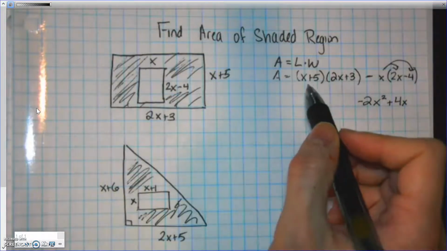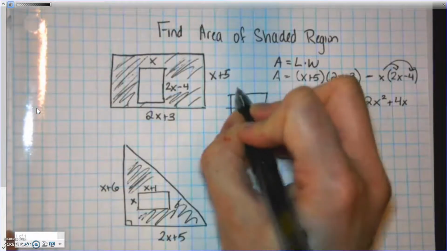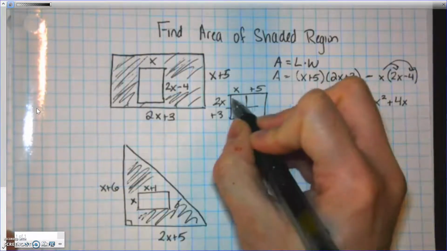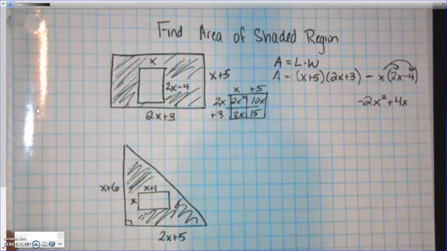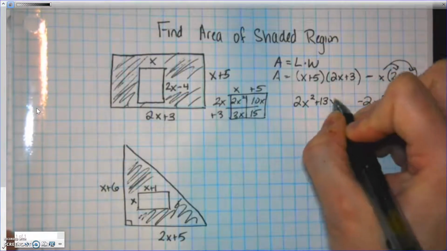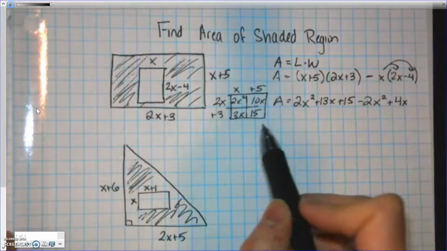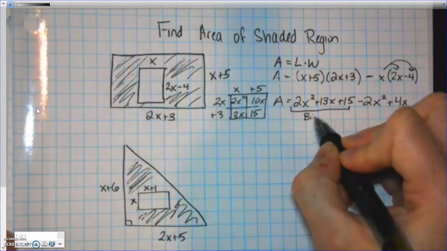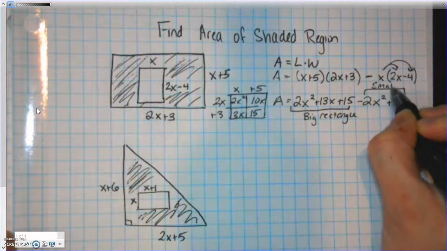Over here, you could use FOIL, or you could use the box method to help you multiply. Some of you guys remember this. We have x plus 5 and 2x plus 3. So we get 2x squared, 10x, 3x, and 15. So this polynomial is going to be 2x squared plus 13x plus 15. And this is a very large expression for my area, because this is the big rectangle, and this is the small rectangle.